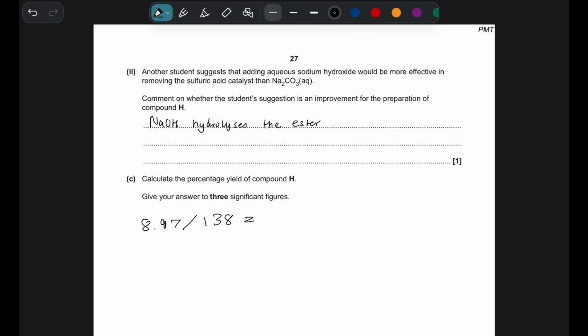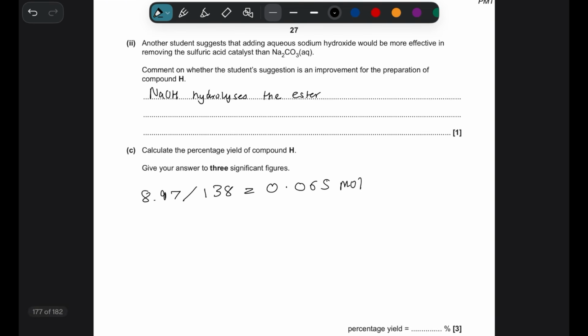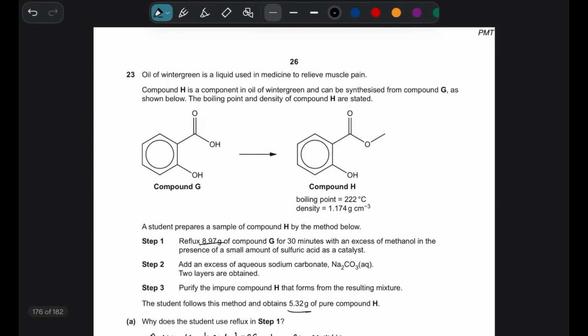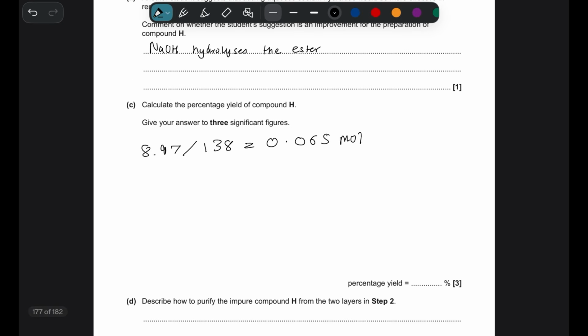Because I've done this a lot, I kind of remember what some groups' Mrs are. But you can just calculate it yourself by adding up how many of each atom there are. It's going to be 0.065 moles. Now we see it's a 1-to-1 ratio, so we're going to use the 0.065 moles. Cool. So in terms of the theoretical yield of compound H, we now need to work out its Mr. There's probably another way we can do it, actually, to be fair. But yeah, let's work out its Mr. Okay.